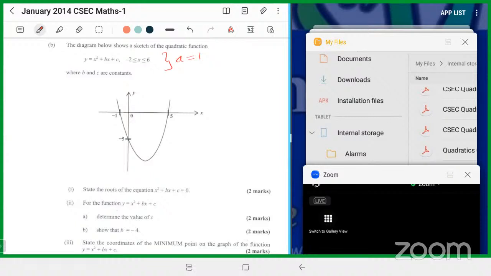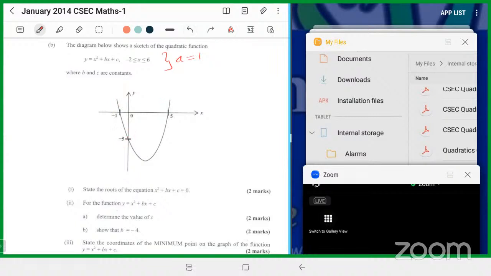So the question says the diagram below shows a sketch of a quadratic function, and they give it to us over this range. I explained that it's because the critical points are in that range. We say that a equals 1, the coefficient of x squared, and it says where b and c are constants. So it's basically our standard form, they just didn't bother to put the a, but it is 1. And they gave us the graph, and we can clearly see the two roots and also the y-axis intercept.